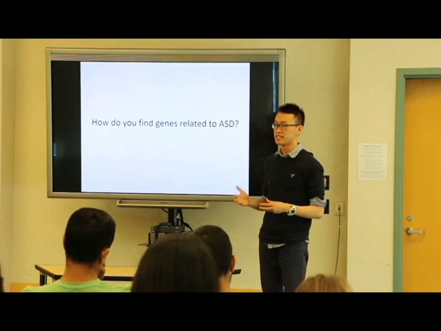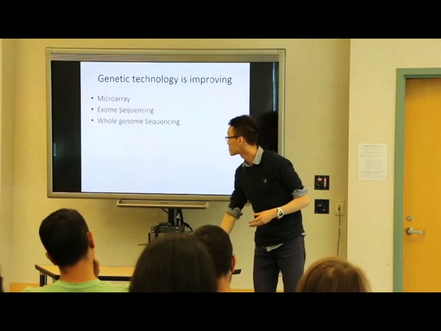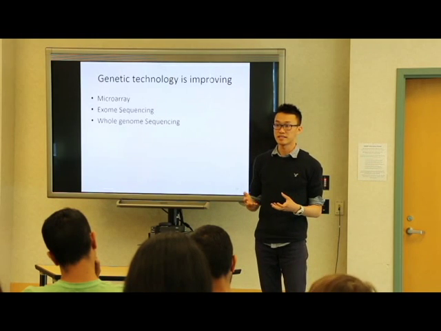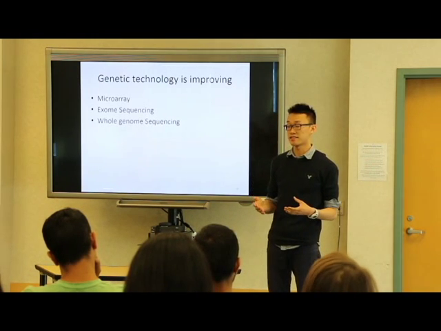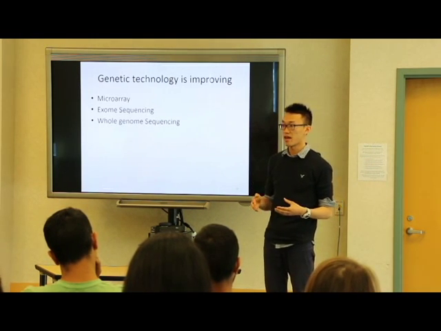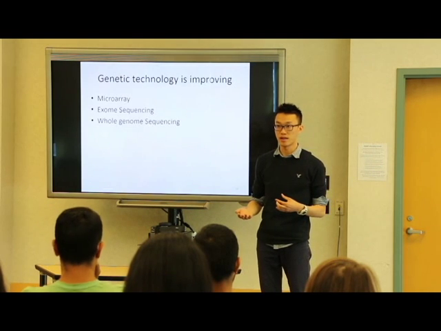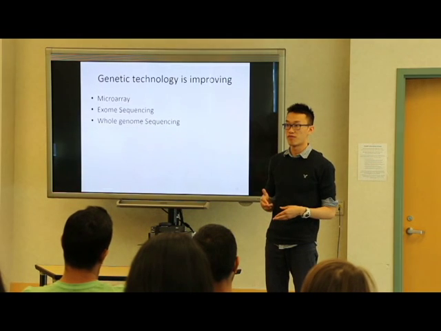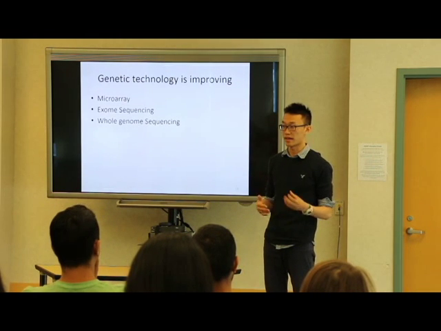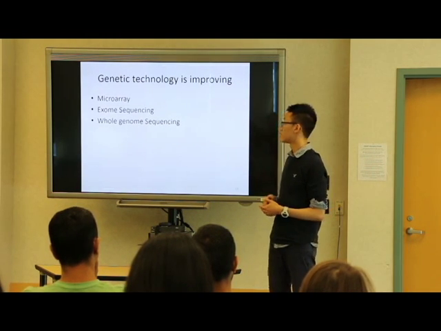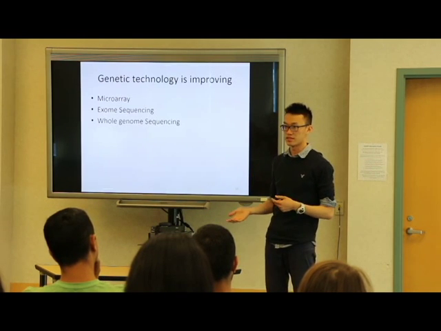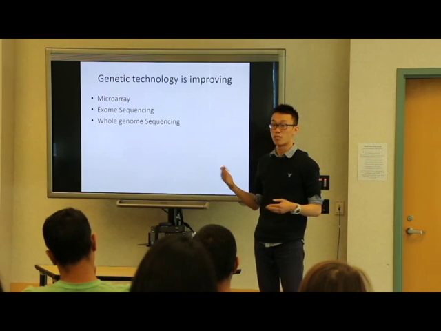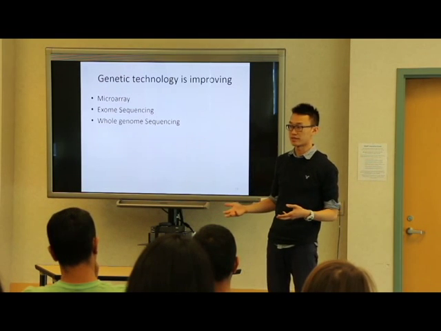So how do you find genes related to ASD? A big part of the reason why I was able to conduct my study this summer is because genetic technology is improving and becoming more efficient as well. And we also have a lot of data in our databases for ASD patients. And the technology used could be microarrays, exome sequencing, or more recent whole genome sequencing.